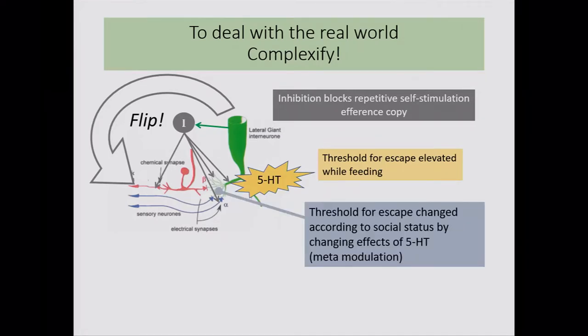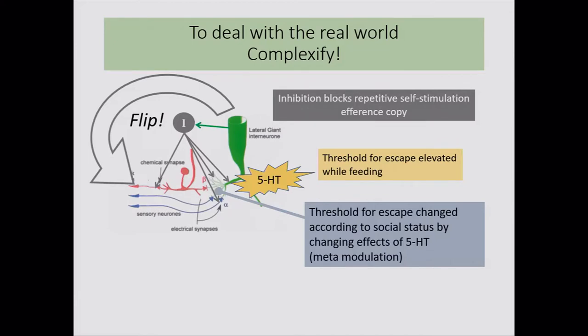They also found that the threshold is changed by the social status of the crayfish. So crayfish form dominance hierarchies by fighting with each other and threatening each other. And depending on your position in the dominance hierarchy, you will have a different threshold for this escape response. And that is actually produced by changing the effects of 5-HT, which they called metamodulation. So you can see that this simple circuit really isn't simple at all.